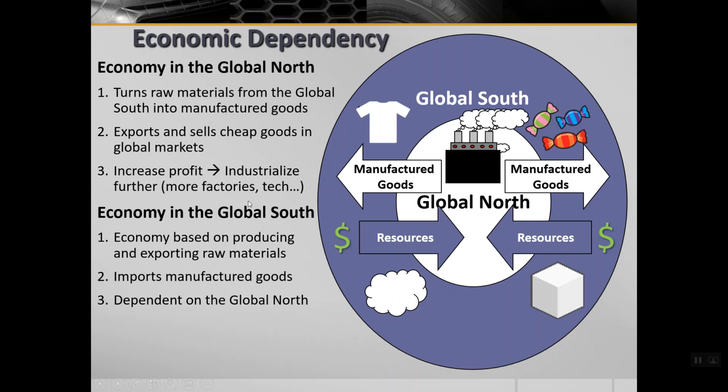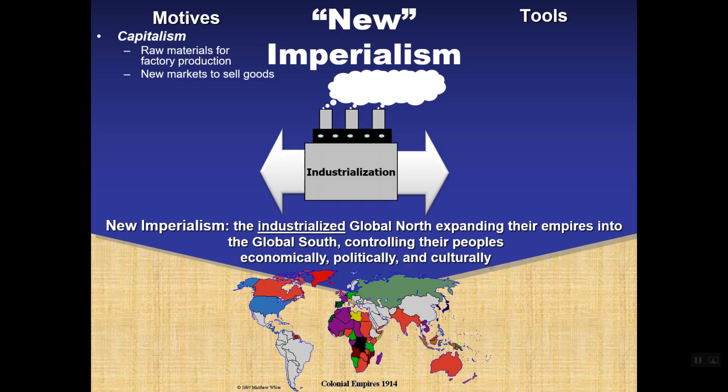And what happens with the global south is you become economically dependent on exporting those raw materials. And usually countries stick to one or two exports. So, for example, they'll export only coffee and sugar. And if people stop drinking coffee for whatever reason, it'll affect their entire country's economy. That's economic dependency. All right.